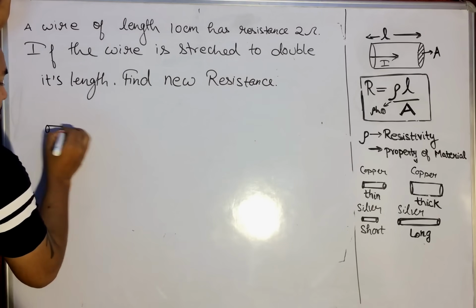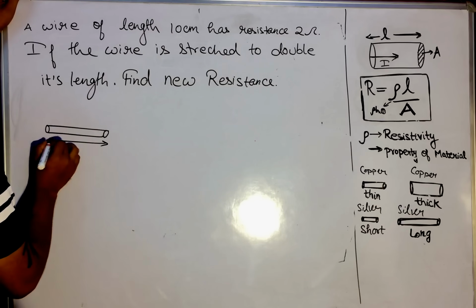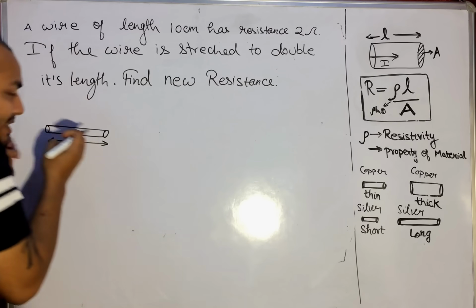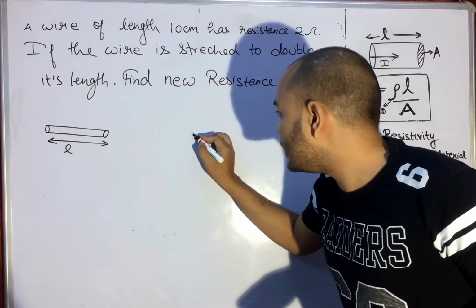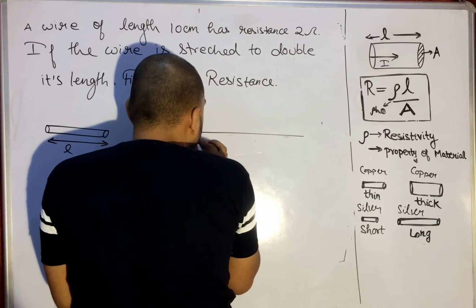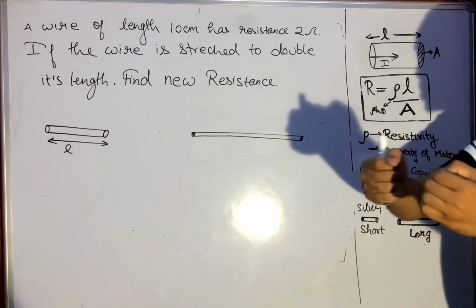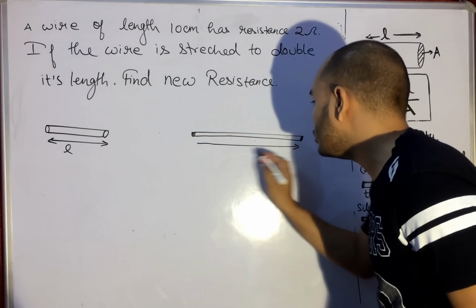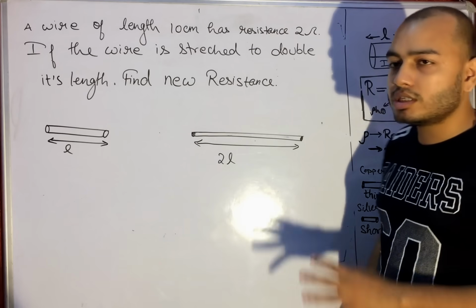So I have a wire whose length is 10 centimeters, so I call it L, 10 centimeter. Now I stretch this wire and double its length. If I stretch this wire and double its length, it will get thinner because the volume will be the same. So I have increased the length to 2L, the cross-section area will change, and that's how resistance will change.